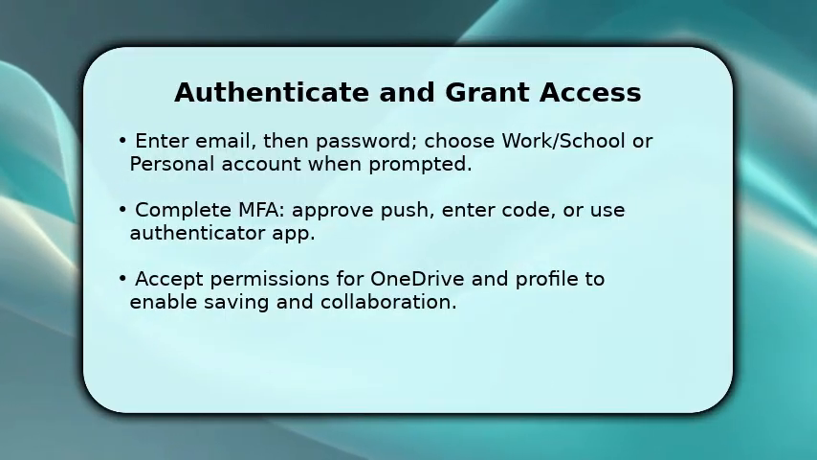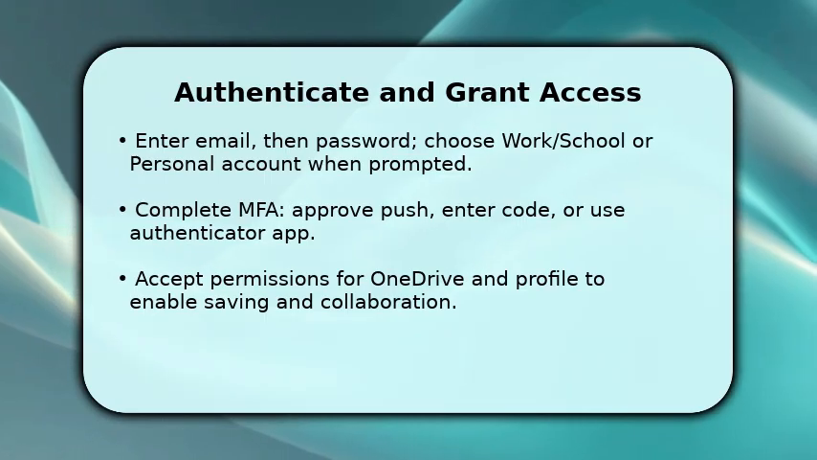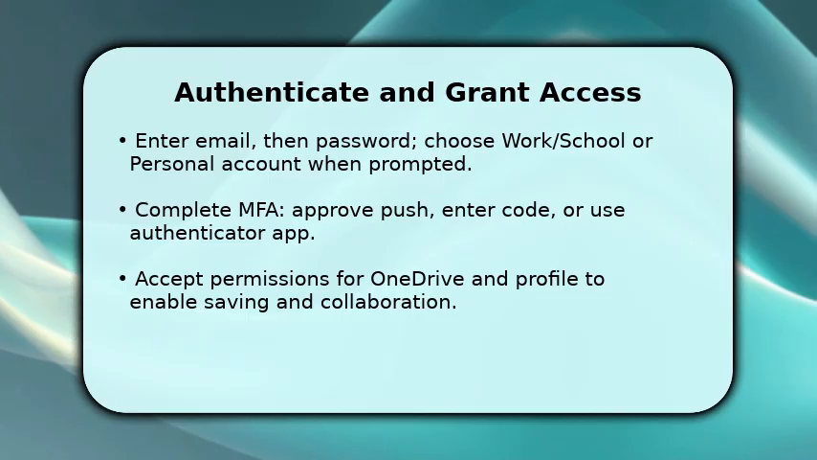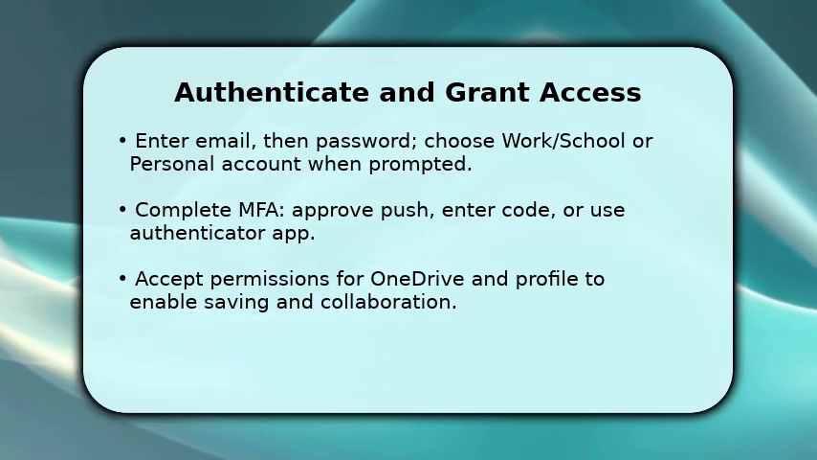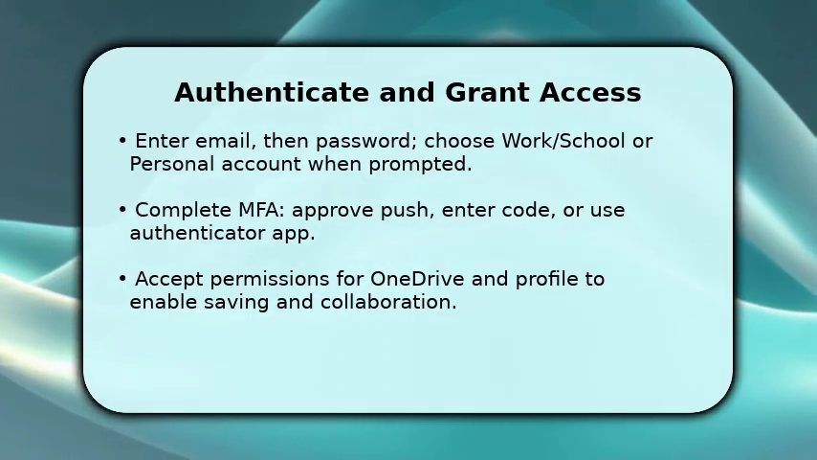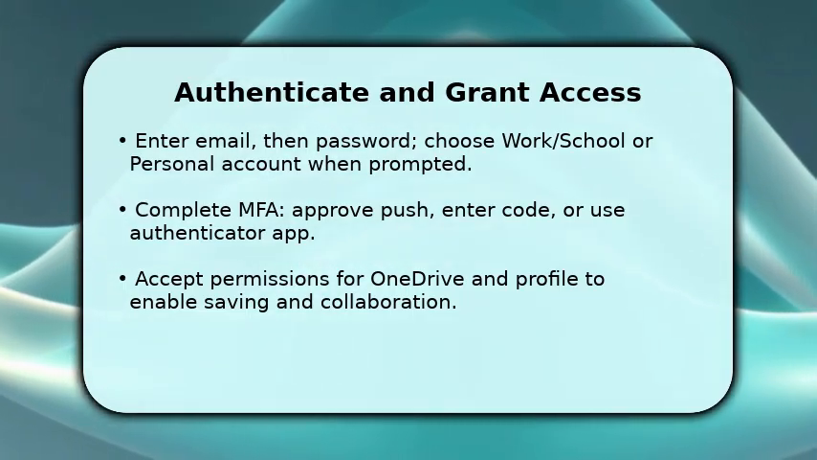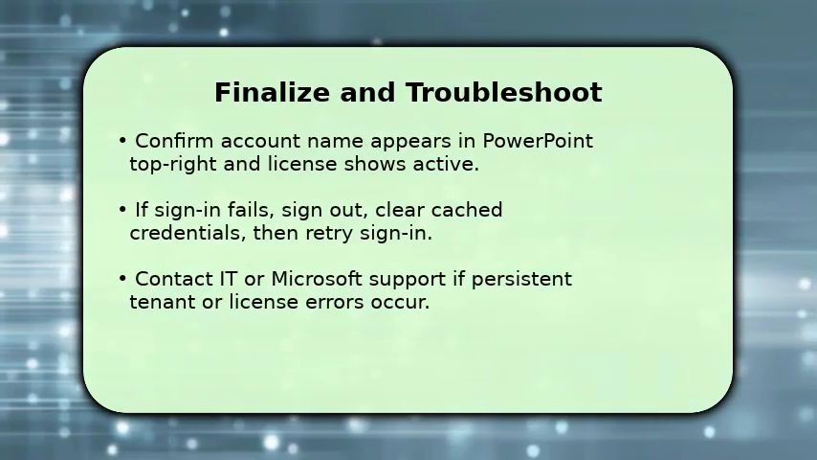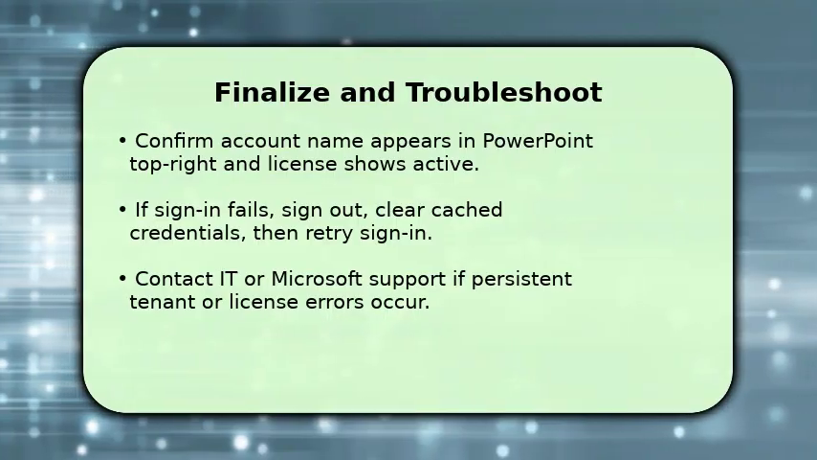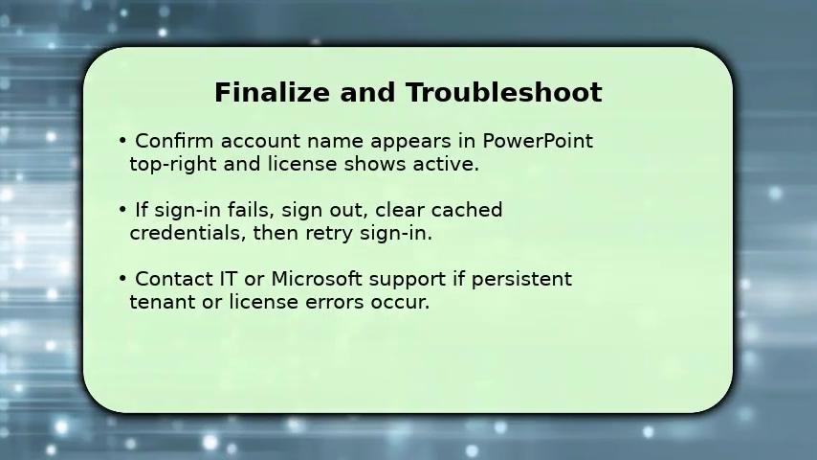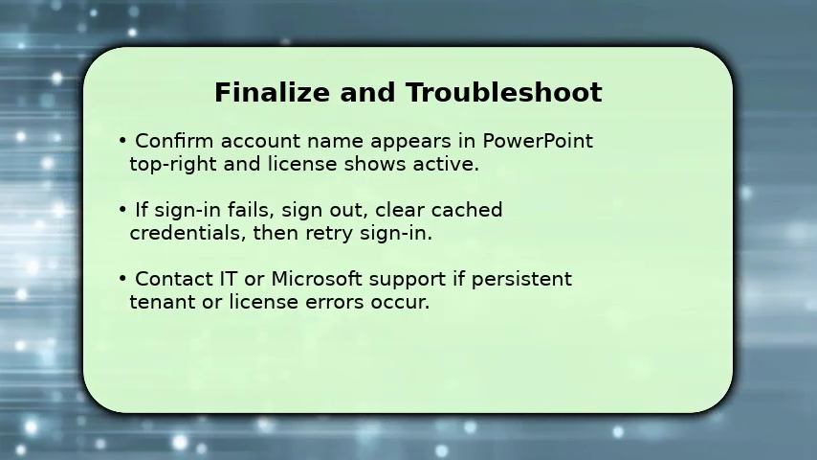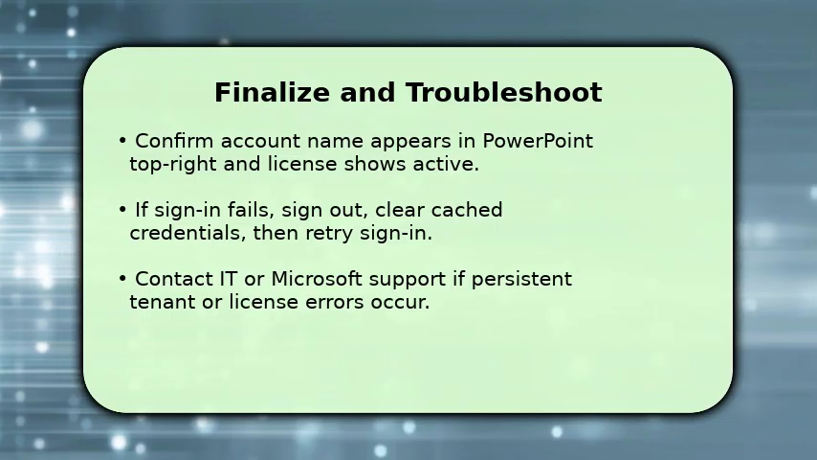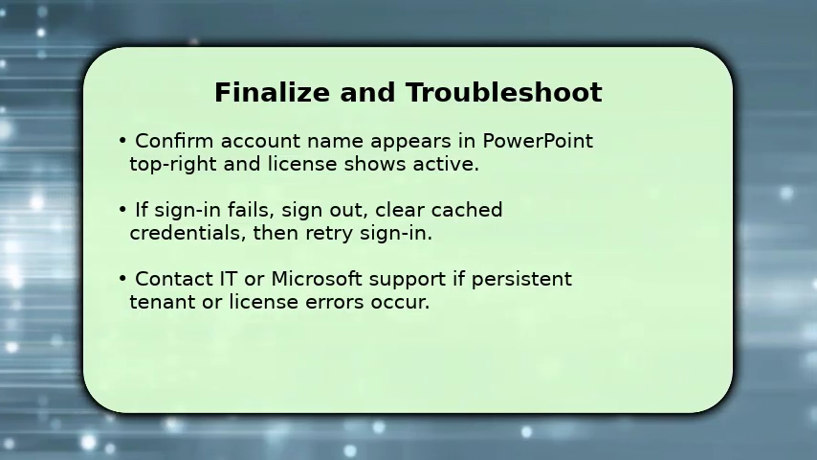When prompted to grant permissions, accept OneDrive and profile access because that enables file autosave and collaboration. Once authenticated, PowerPoint links your license and clouds. You finish by verifying your account name appears in PowerPoint's top right corner, and that Office shows an active license. This confirms successful sign-in. If sign-in fails, sign out fully, clear cached credentials in Windows Credential Manager or Keychain, then restart PowerPoint and retry. This resolves most token conflicts.